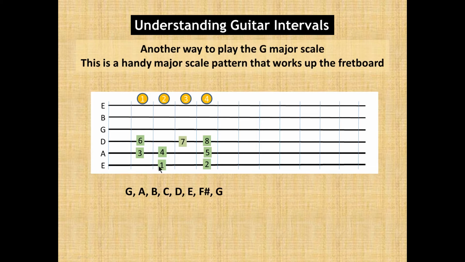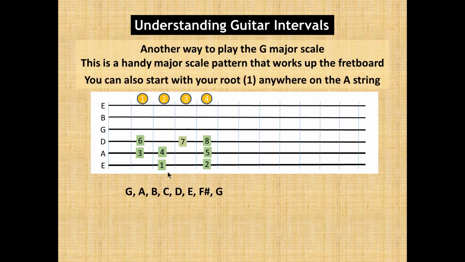Well, if I put my finger on the root on the E string, this is G, and then I know that the 4 is right below it, which would be a C, and I know that the 5 is 2 frets above it, which would be a D. So there you have it. Very quickly, you can find the 1, 4, 5 relationship by simply using this interval pattern.